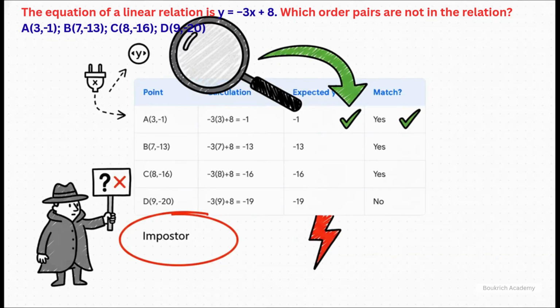This table lays out our whole investigation. We're going to test each point by plugging its x value into the code and see if the result matches the y value they gave us. For suspects A, B, and C, it's a perfect match. But when we get to D, we plug in 9 for x, and the code tells us y should be -19. The suspect pair claims it's -20. Aha! We found our imposter.